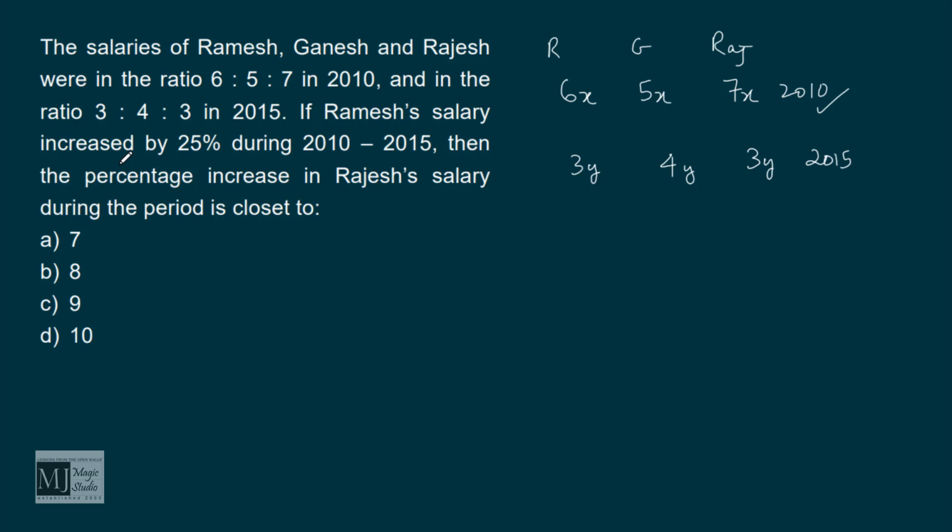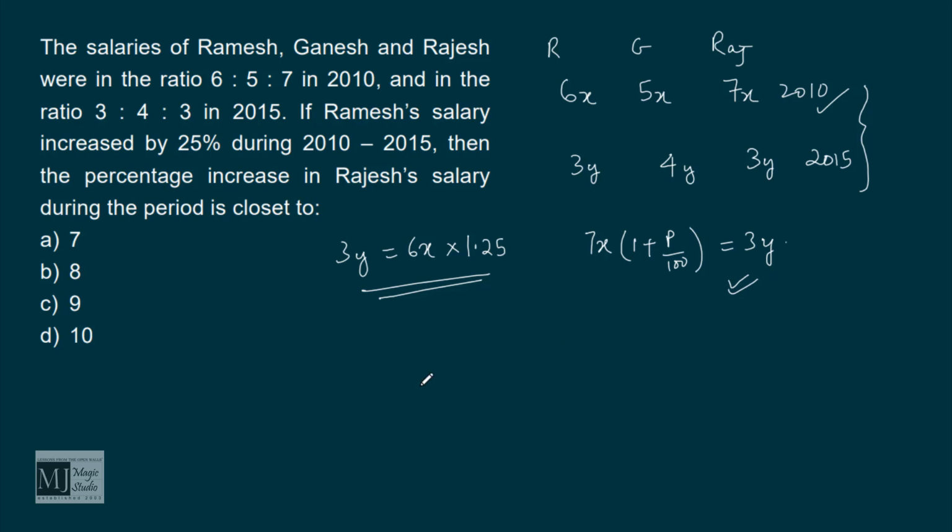If Ramesh's salary increased by 25% during this period, that means actually 3y should be equal to 6x into 1.25, isn't it? Then the percentage increase in Rajesh's salary during the period is closest to what? Let Rajesh's salary increase by p%, then we have 7x into 1 plus p by 100 equal to 3y. Okay, so with the help of this, can I find the value of p here?